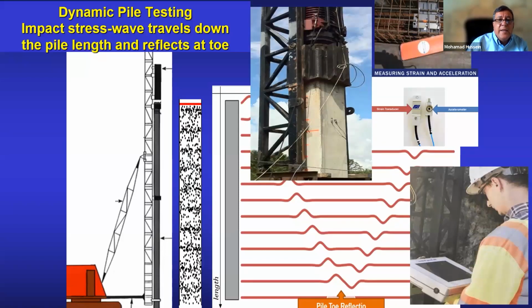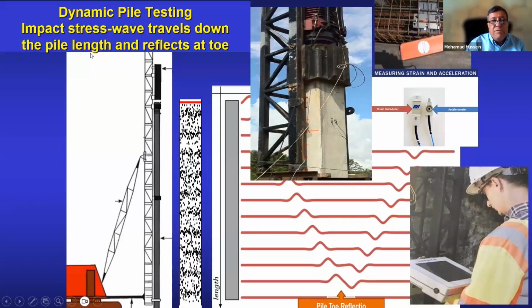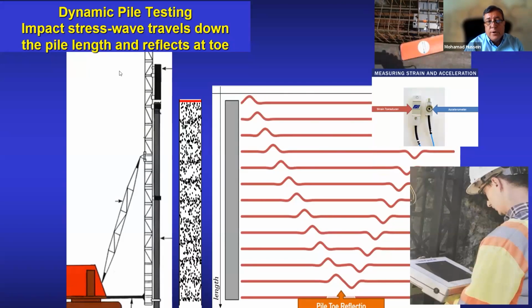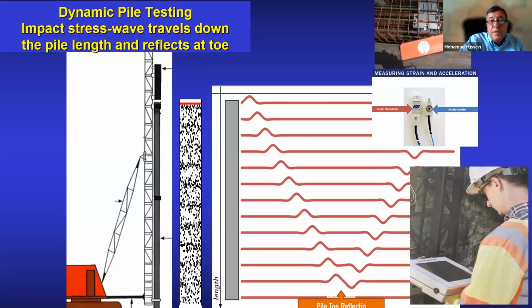That is a typical testing of a driven pile. Basically, dynamic testing involves the capture of stress waves inside the pile, which is typically done with a strain gauge and an accelerometer. The strain gauge is used to get the load, and then the accelerometer to get the motion and the movement of the pile.